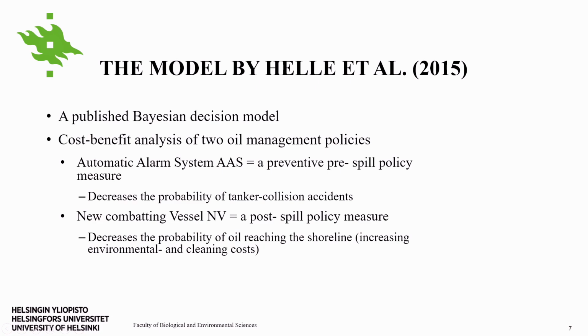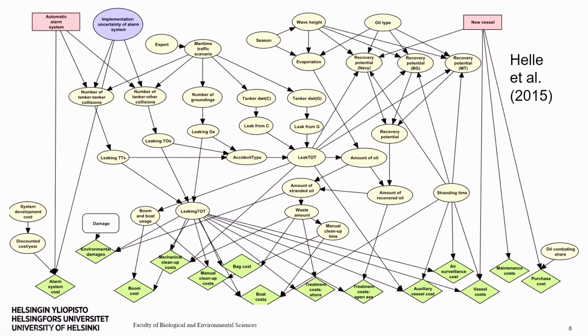And then I applied a published Bayesian decision model by Helle et al. to my analysis. It is a cost-benefit analysis model that consists of two management policies: one of them is an automatic alarm system, which is a preventive pre-spill policy, and the other is a new oil company vessel, which is a post-spill policy measure. Here is the model.